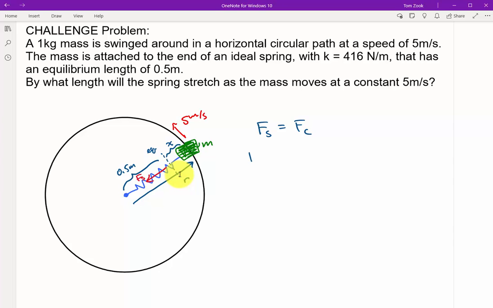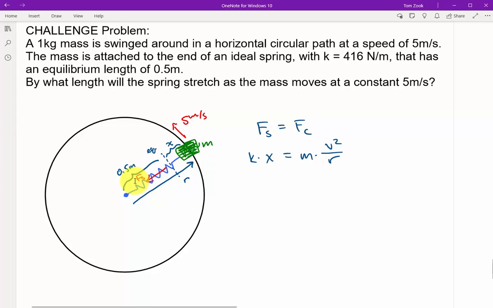And then we can substitute in things. In this case it would be k times x for the spring force, and for the centripetal force it would be mv squared over r. So far so good. Those two forces must be equal to each other. I need a certain centripetal force that's being provided by the spring. I could have put tension, I could have put gravity, I could have put anything here, but in this case it's the spring that's doing it. But here's where it gets tricky. I know k, I know m, I know v, I don't know r, and I don't know x.